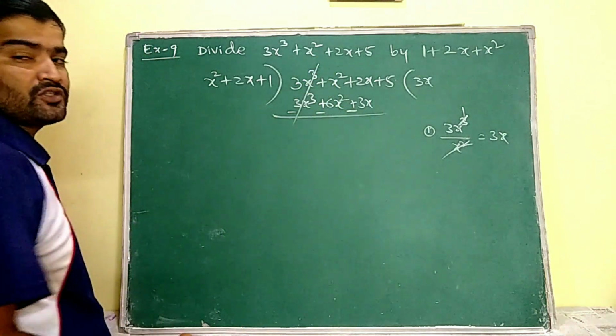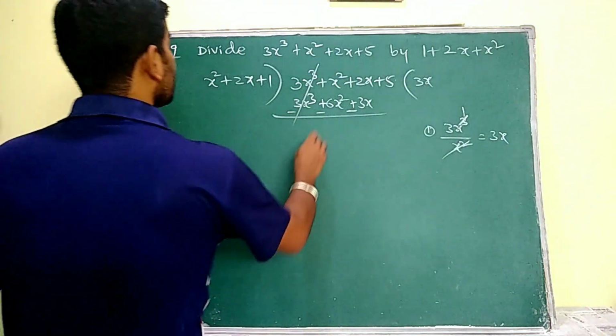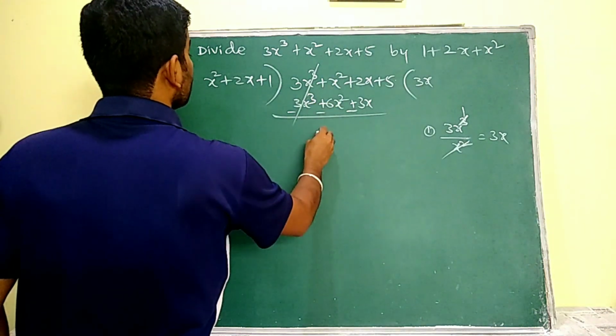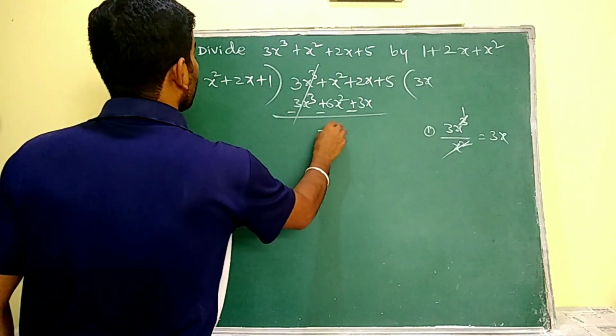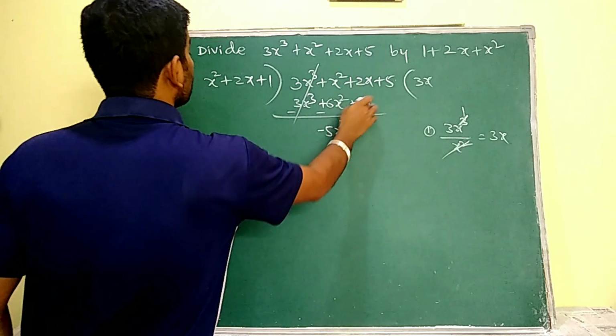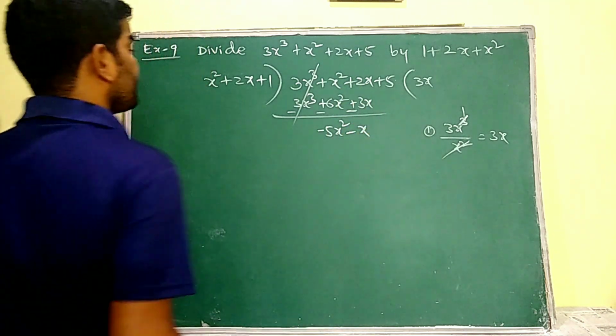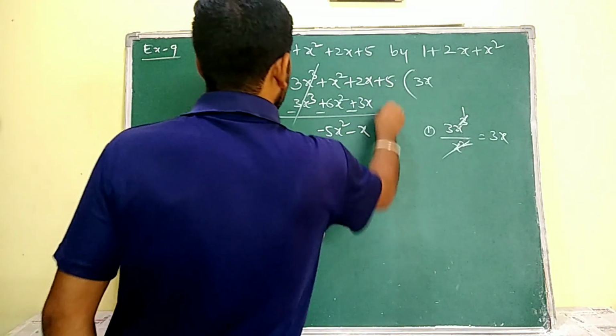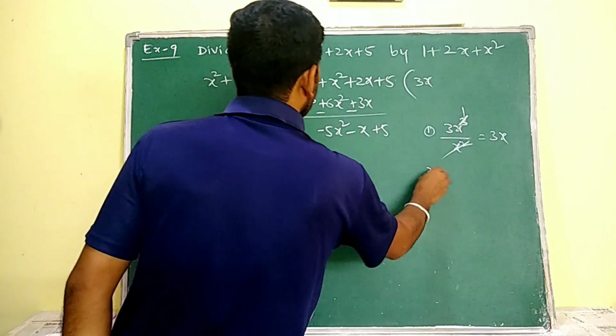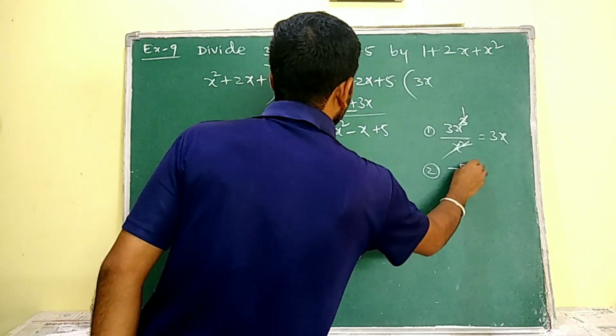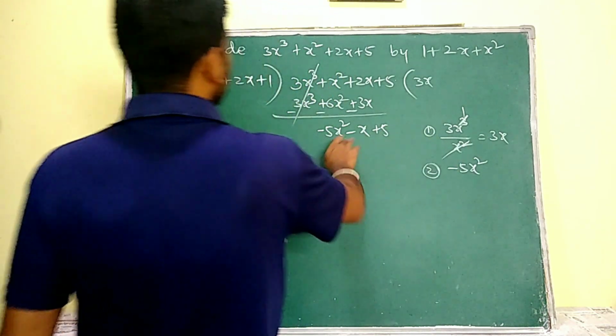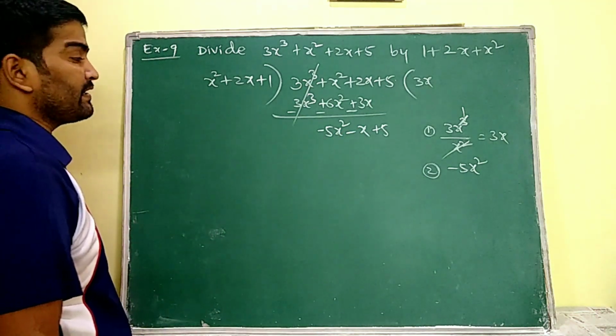So these 3x cube and minus 3x cube are going to be cancelled. Plus x square minus 6x square, that is minus 5x square. Plus 2x minus 3x means minus x. I have to carry down that 5. Again, coming to the second step, here our dividend is minus 5x square minus x plus 5.